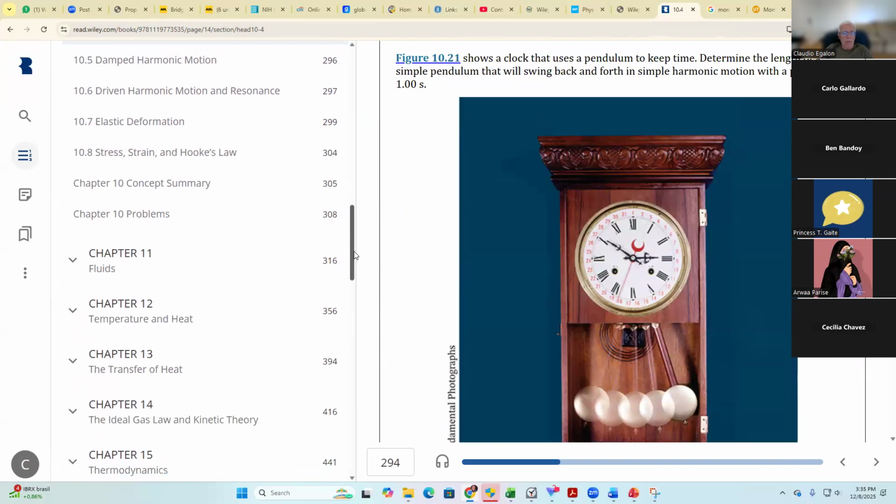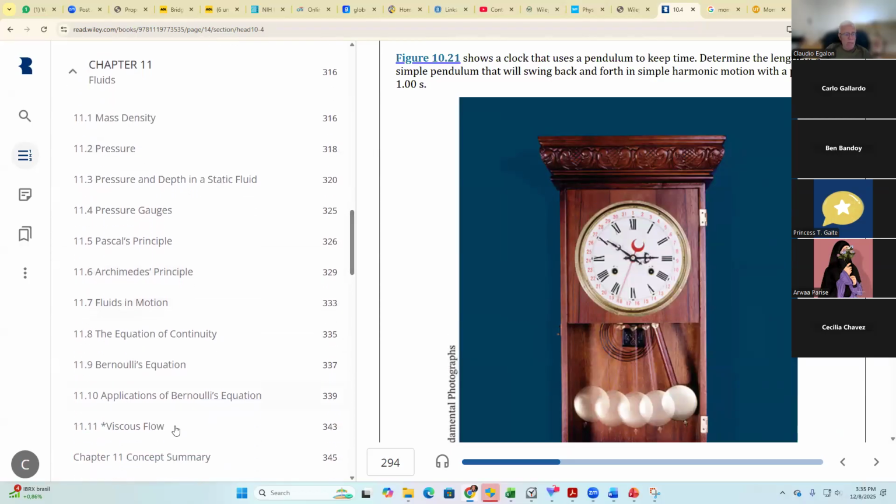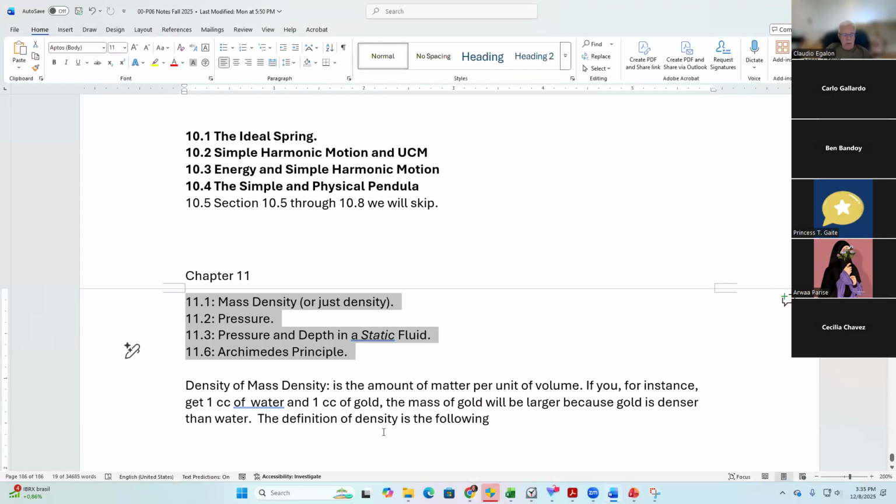The next one is on fluids. Here you go. Mass density, pressure and depth of a static fluid. We're skipping this one here, pressure gauges, devices that can measure pressure, okay? We're skipping Pascal's principle, but we're doing Archimedes principle. And we're skipping everything else. It would be too much for this course. And this one is a rather simple chapter, okay?